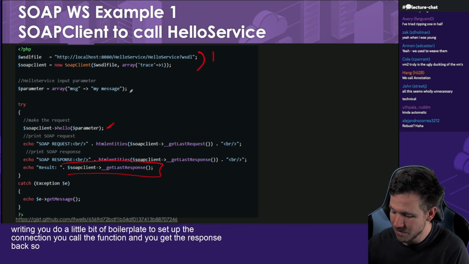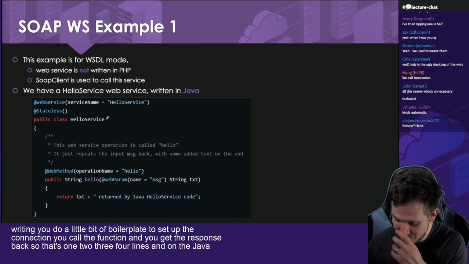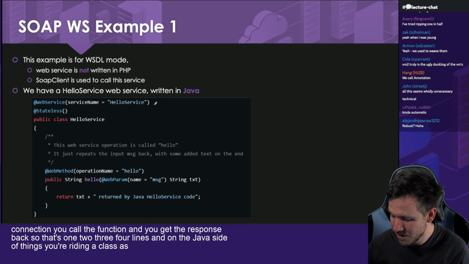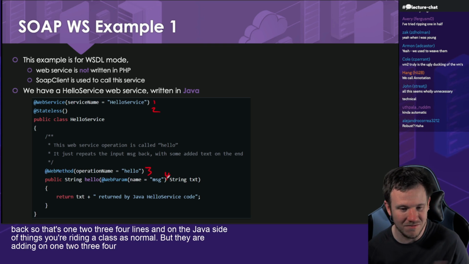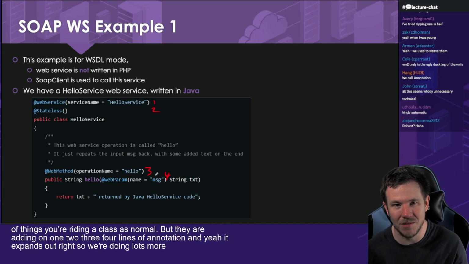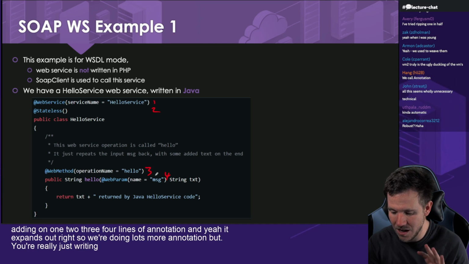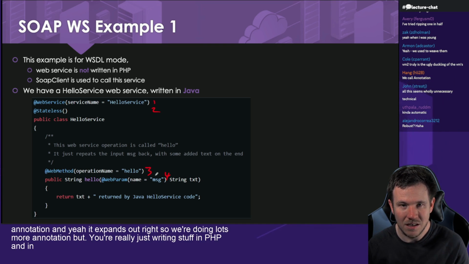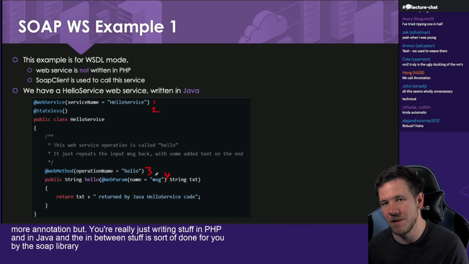So that's 1, 2, 3, 4 lines. And on the Java side of things, you're writing a class as normal, but then you're adding on 1, 2, 3, 4 lines of annotation. And yeah, it expands out, right? So we're doing lots more annotation, but you're really just writing stuff in PHP and in Java, and the in-between stuff is sort of done for you by the SOAP library. And you'll see that in week 12.